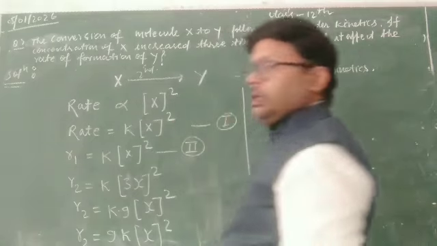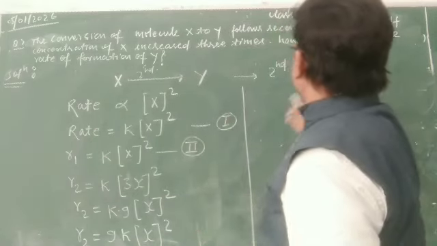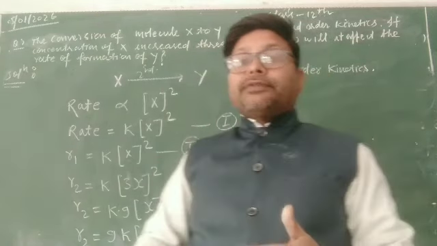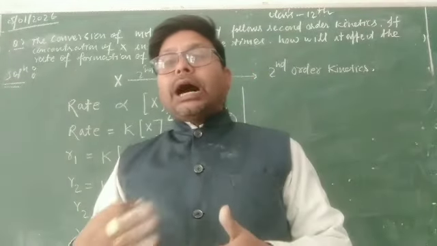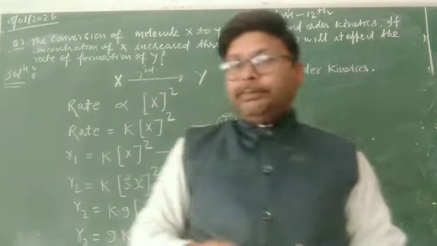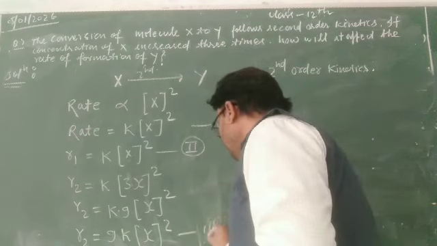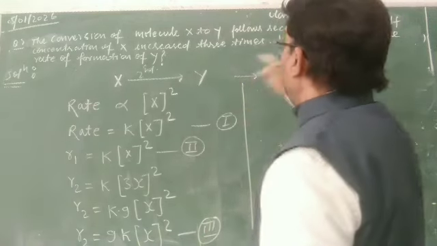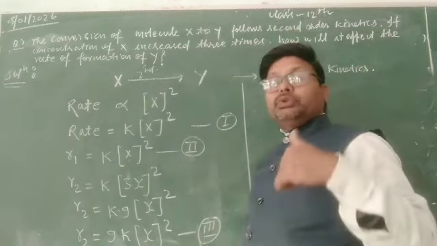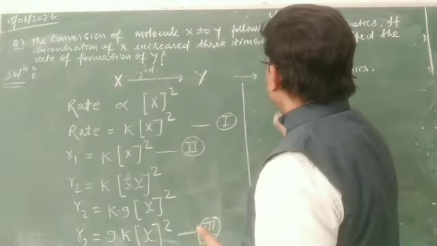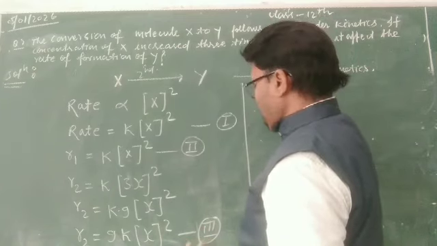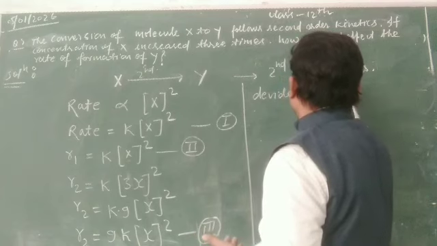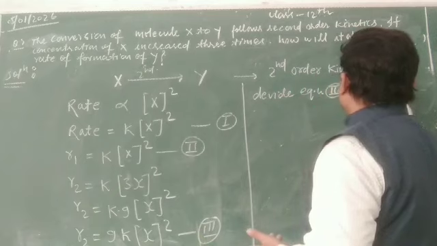This is equation 3. Again, if you want to calculate how it will affect the rate of formation of Y if you increase the concentration of X by 3 times, then divide equation 3 by equation 2.